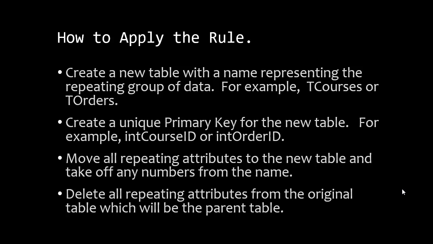How do we apply the rule? If we're going to take a database, let's just say we're taking an Excel spreadsheet and we want to normalize it into a relational database, versus going through the design phase like we have done before, which is not what I recommend. I'm just saying if we did it this way, this is how we would apply the rule. We would create a new table with a name representing the repeating group of data, for example, T courses or T orders. We would create a new primary key for the new table, for example, INT course ID or INT order ID. We would move all repeating attributes to the new table and take off any numbers from the name. We delete all repeating attributes from the original table, which would be the parent table.